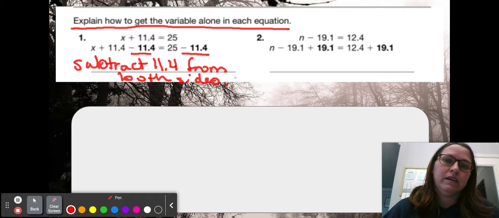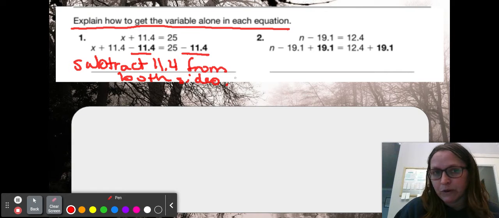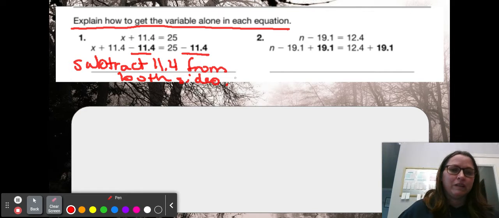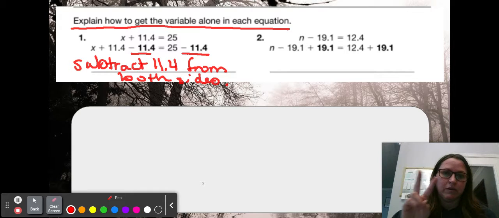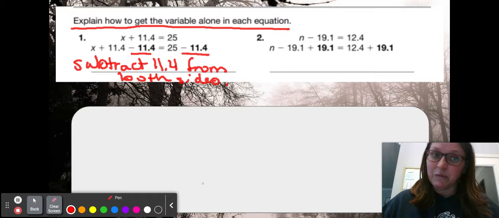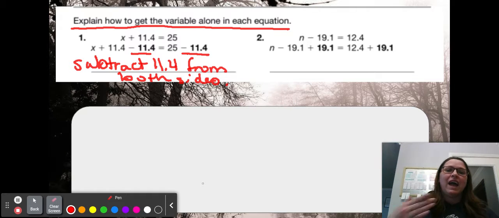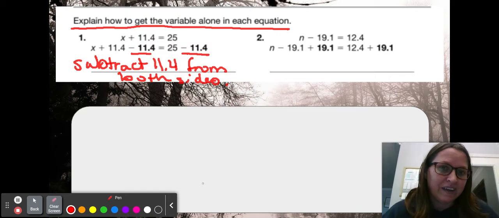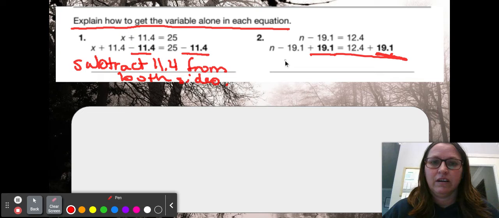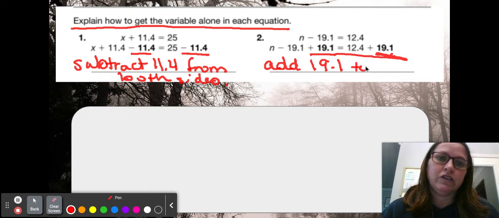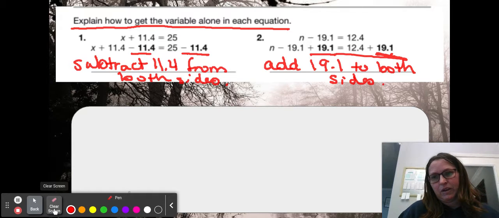The next one right here, I have n minus 19.1 equals 12.4. What is my variable? My variable is n. What are they doing to the variable? They're subtracting 19.1. How do I do the opposite? I add 19.1 to both sides. And you can see that right here. They added 19.1 here, and they added it here. So that's what I write. Add 19.1 to both sides. There we go with that one.